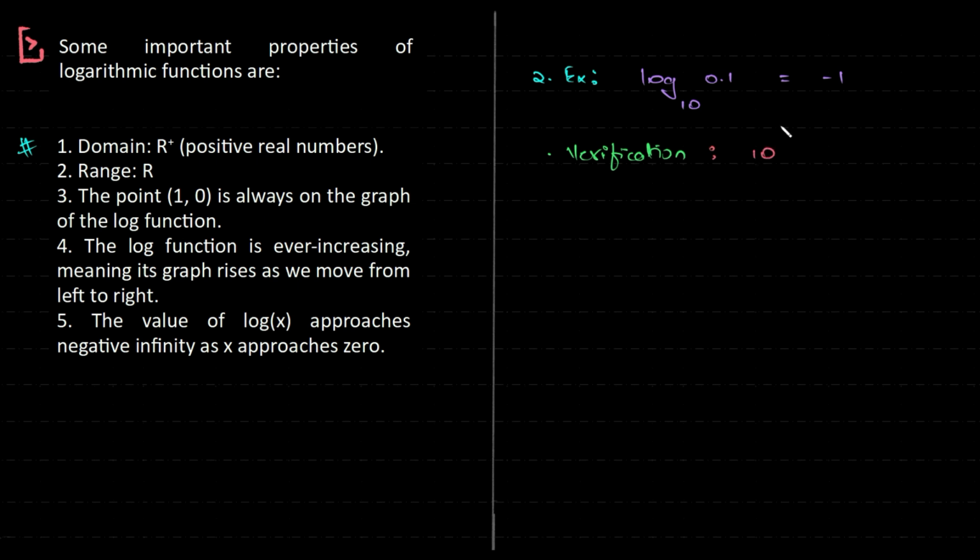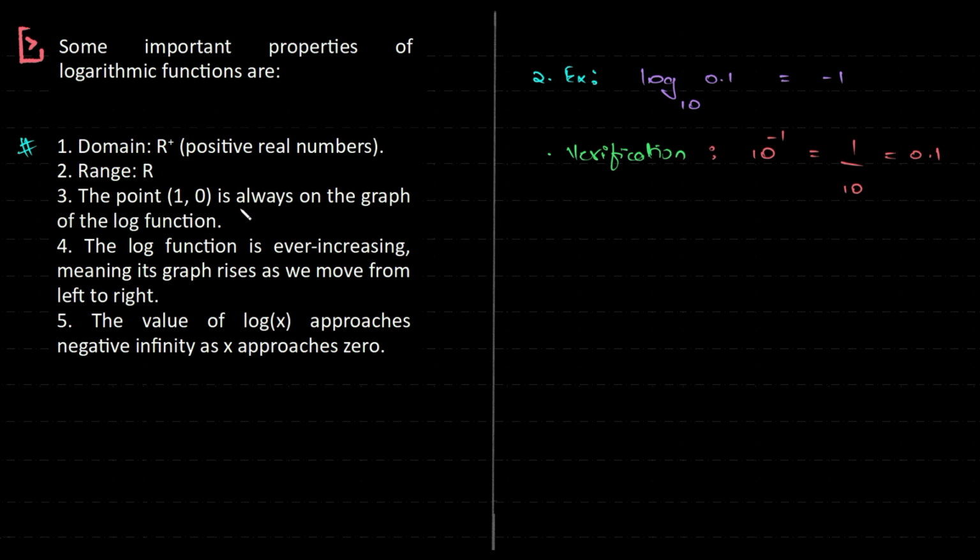So verification. 10 to the power of what will give me 0.1? -1, because this is 1 by 10, which is 0.1. So yes, we can get a negative answer as well.